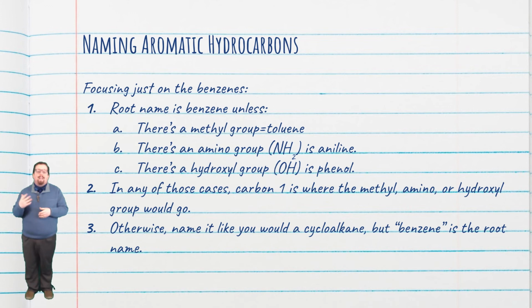Otherwise, number it and name the branching groups as you would a cycloalkane, except this time benzene is your root name. Let me repeat that because it's kind of tricky. Even though there are double bonds, since these double bonds are movable, we don't number it like we do on a cycloalkene. We number it like we do on a cycloalkane.